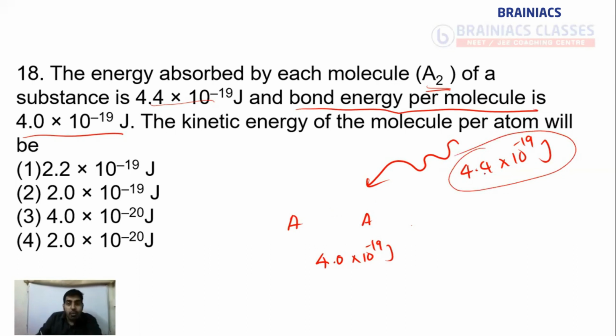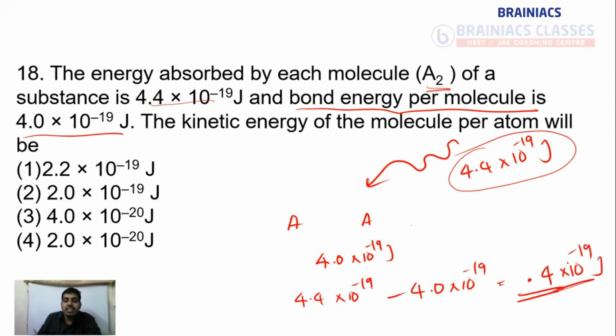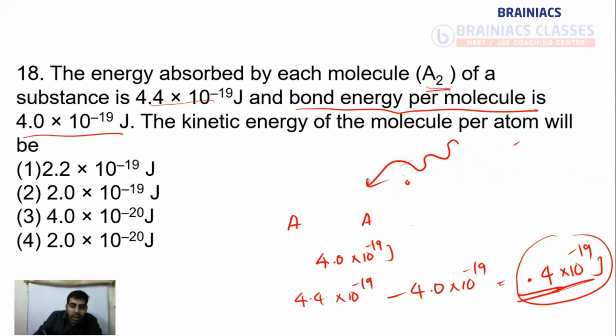So what is the remaining energy? The remaining energy is 4.4 into 10 raised to minus 19 minus 4.0 into 10 raised to minus 19, which is equal to 0.4 into 10 raised to minus 19 joules. We are supplying 4.4 into 10 raised to minus 19 joules; from that, 4.0 into 10 raised to minus 19 joules is absorbed to undergo cleavage. So the remaining energy is 0.4 into 10 raised to minus 19 joules.